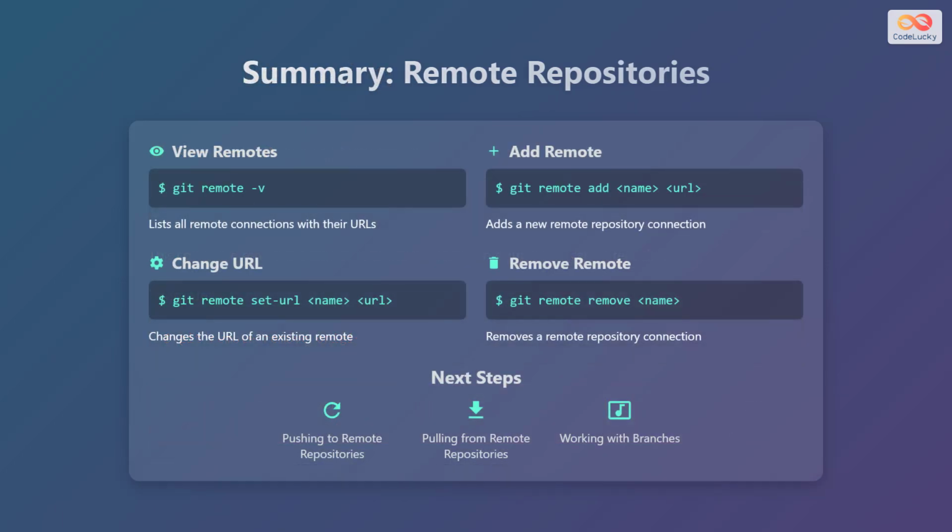In summary, we've covered how to manage remote repositories in Git. To view existing remotes, use git remote -v. This command lists all remote connections with their URLs. To add a new remote, use git remote add, followed by the remote name and URL. This command adds a new remote repository connection. To change the URL of an existing remote, use git remote set-url, followed by the remote name and the new URL. This command changes the URL of an existing remote. Finally, to remove a remote connection, use git remote remove followed by the remote name. This command removes a remote repository connection.